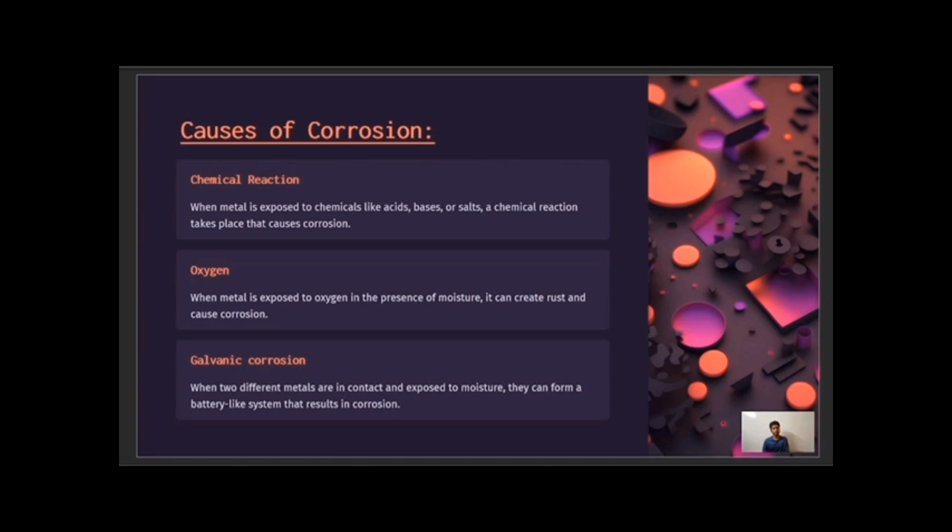Causes of corrosion. There are mainly three things which cause corrosion. Chemical reaction: when metal is exposed to chemicals like acids, bases, or salts, a chemical reaction takes place that causes corrosion. Oxygen: when metal is exposed to oxygen in the presence of moisture, it can create rust and cause corrosion. Galvanic corrosion: when two different metals are in contact and exposed to moisture, they can form a battery-like system that results in corrosion.